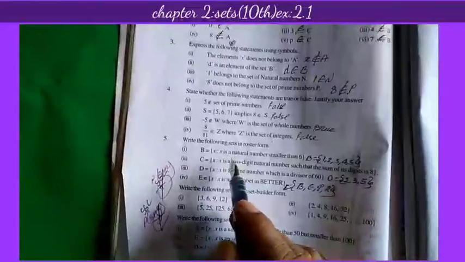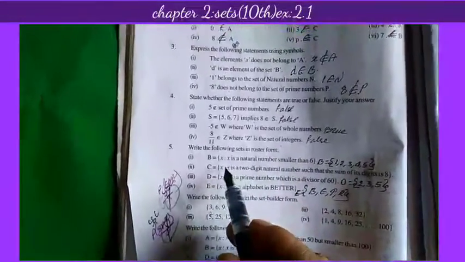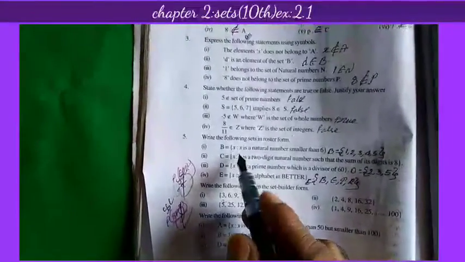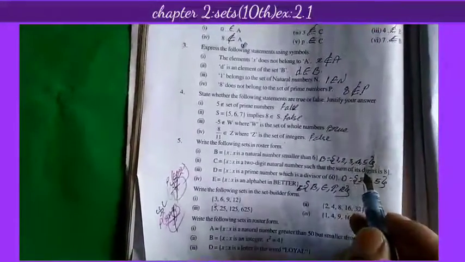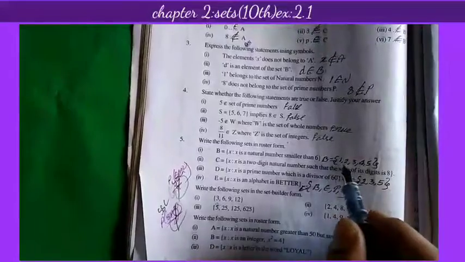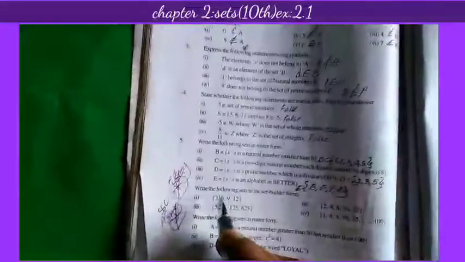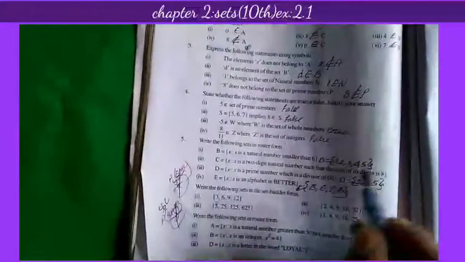Coming to the fifth question, write the following sets in roster form. Now we come to the forms of a set, and we have to list out all the elements contained in the set. B is the set of x such that x is a natural number smaller than 6. So B is the set of 1, 2, 3, 4, 5. These are the numbers smaller than 6.